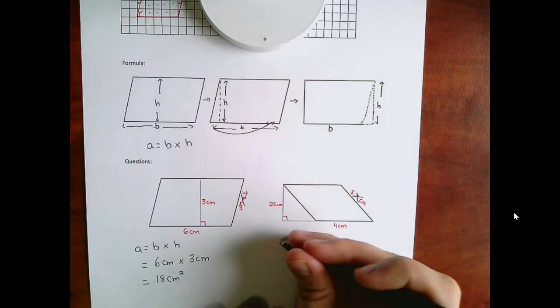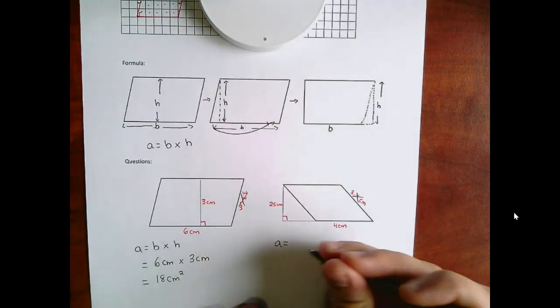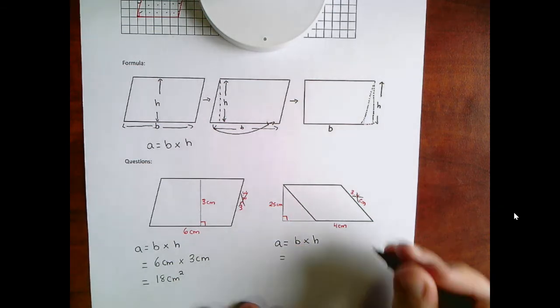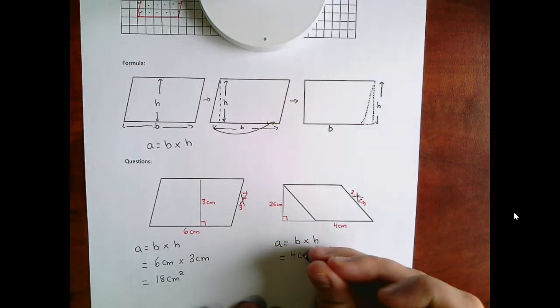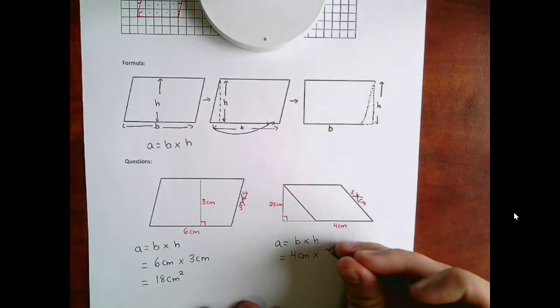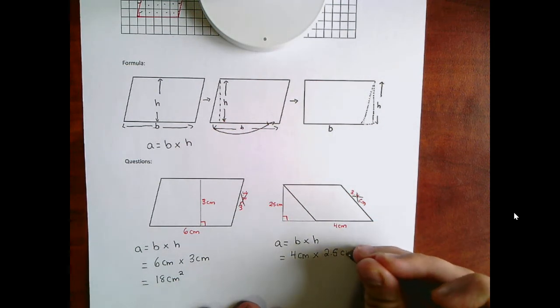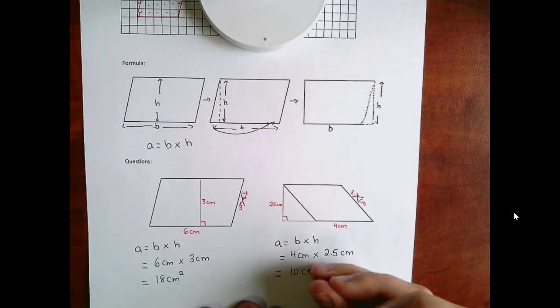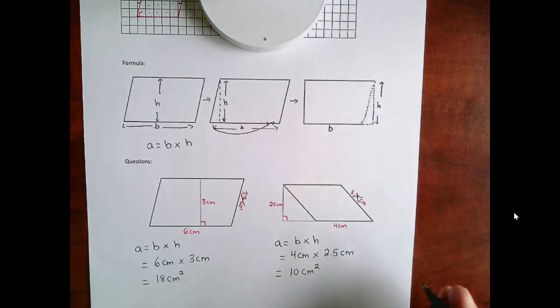So putting into our formula, our area is equal to our base times our height. Our area is equal to our base, which is 4 centimeters, multiplied by our height, which is 2.5 centimeters. And when you do that work, you get an answer of 10 centimeters squared. And that's it. You've now calculated the area for parallelograms.